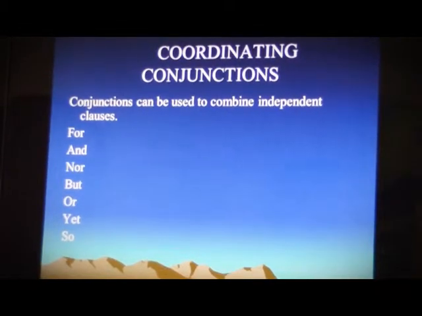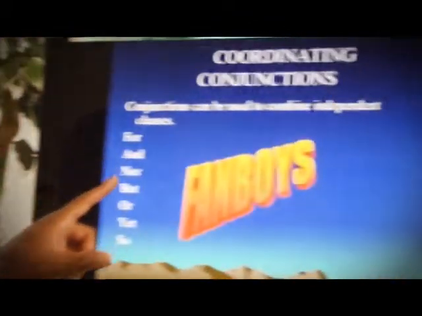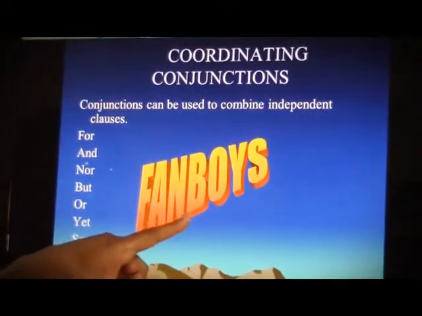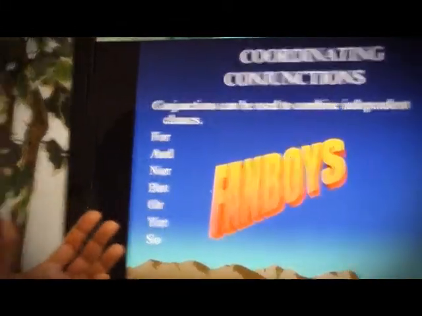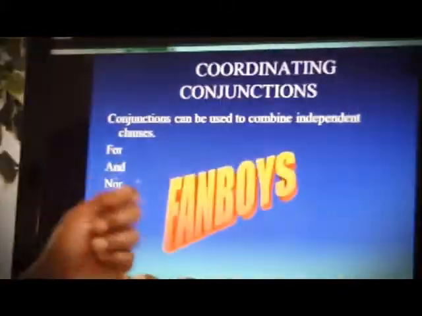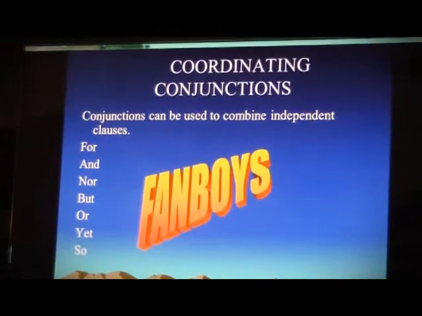There's an acronym called FANBOYS. F is for, A is for and, N is for nor, B is for but, O is for or, Y is for yet, and S is for so. I know. No one knows this except English teachers, and no one cares about this except English teachers, because no one really cares about coordinating conjunctions. I understand that. But they're useful because you can combine two sentences together and make your writing more fun, and it'll help you pass the GED and other tests.